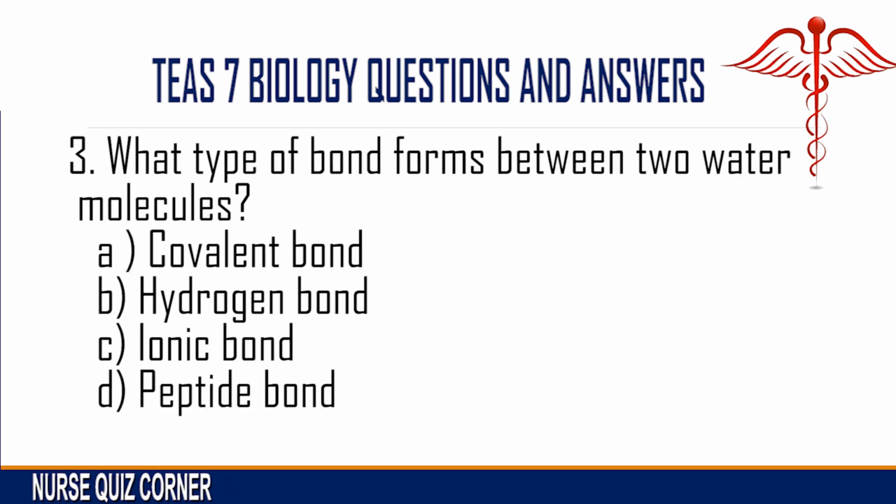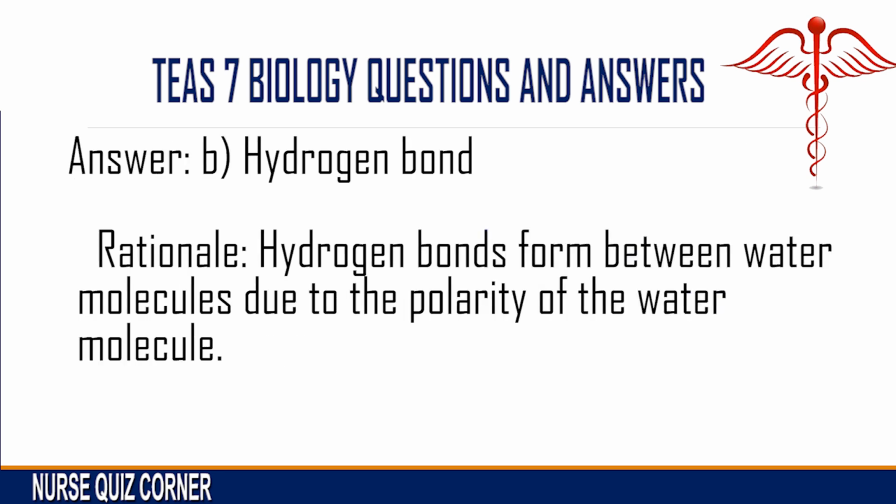3. What type of bond forms between two water molecules? A. Covalent bond. B. Hydrogen bond. C. Ionic bond. D. Peptide bond. Answer: B. Hydrogen bond. Rationale: Hydrogen bonds form between water molecules due to the polarity of the water molecule.